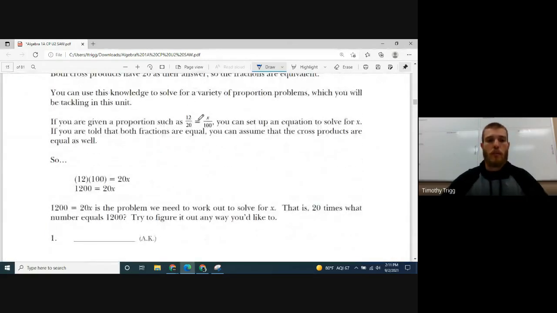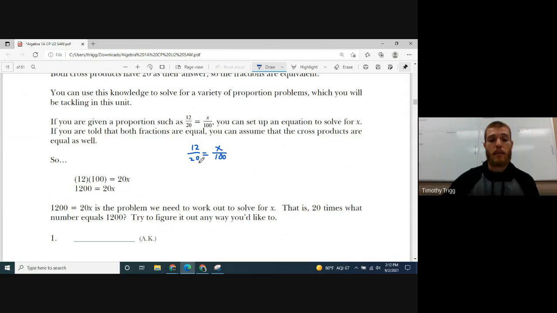Why don't we try to solve this one here? 12 out of 20 equals x over 100. There's a few ways we could solve it, but let's just try to solve it with cross multiplying. That's the method I want you to get used to the most because it's more or less foolproof.